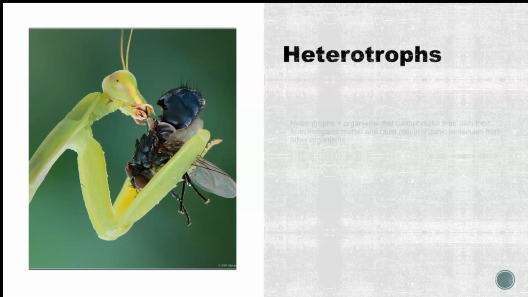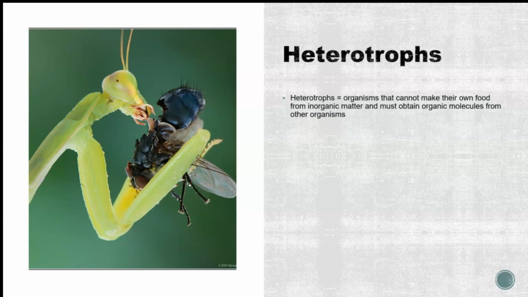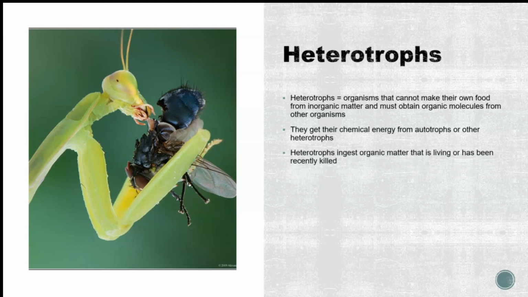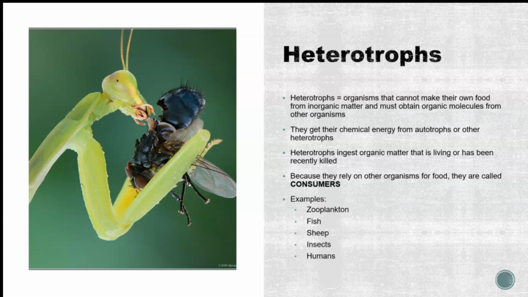Alrighty, our heterotrophs are our consumers now. So heterotrophs are organisms that cannot make their own food from inorganic matter and must obtain organic matter from other organisms. They get their chemical energy from autotrophs or other heterotrophs. Heterotrophs ingest organic matter that is living or has recently been killed, so they consume it. Because they rely on other organisms for food, we call them the consumers. And we've got some examples here, our zooplankton, fish, sheep, insects, humans. We've got a lovely praying mantis or something there eating a fly.